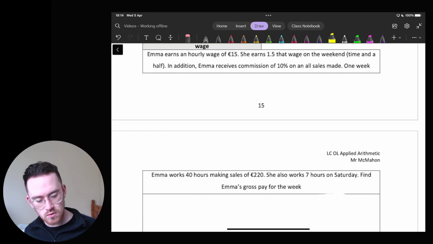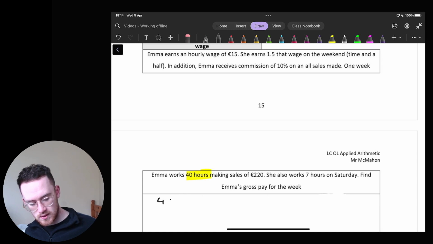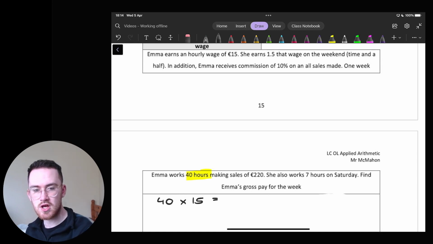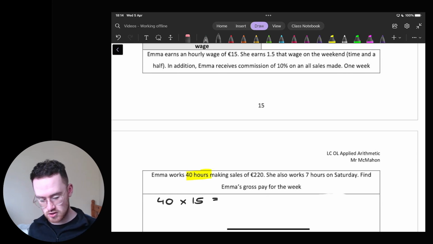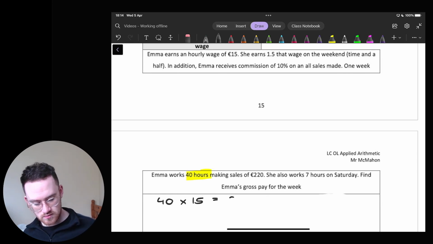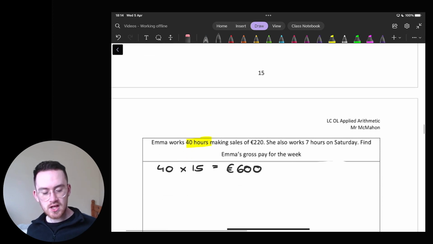So let's see. She works 40 hours first of all. So we're taking that to be 40 hours during the week. So 40 hours at €15 an hour. And we can simply plug that into our calculator to get her pay in terms of those weekly hours, or her hourly wage. She makes sales. Well, we'll go maybe with the overtime first.